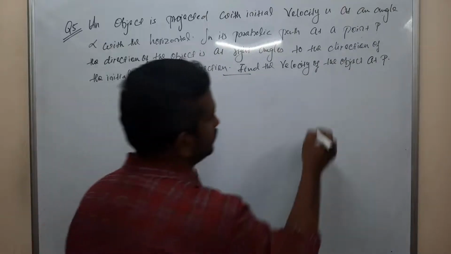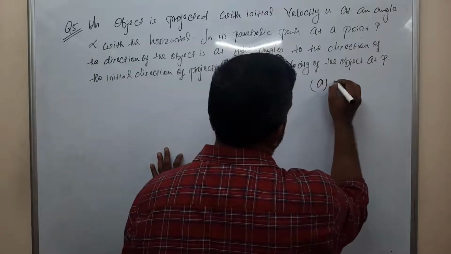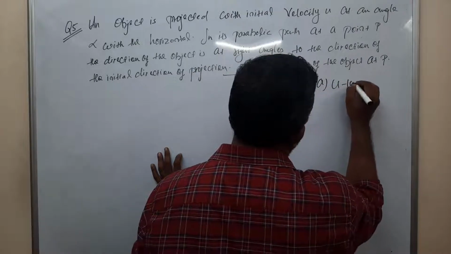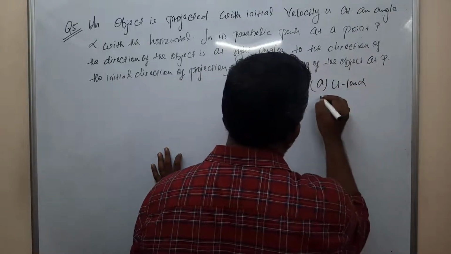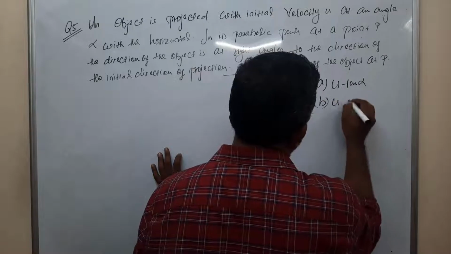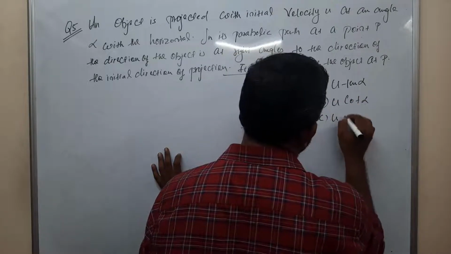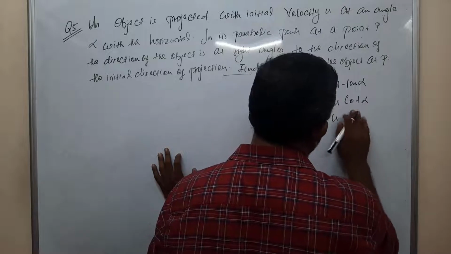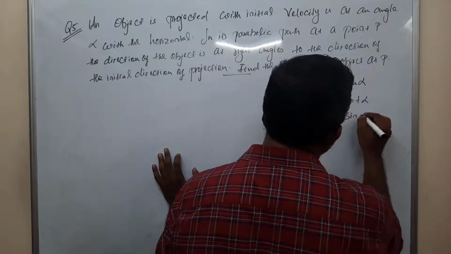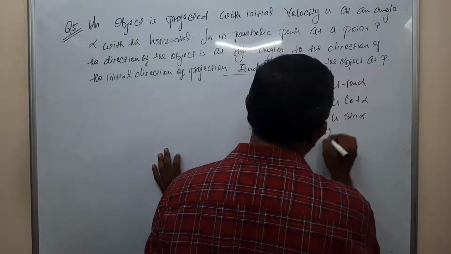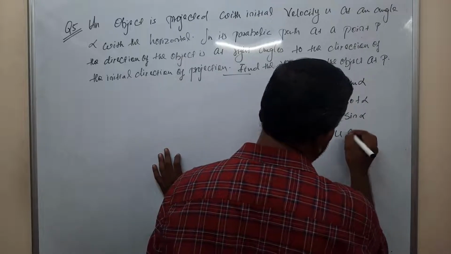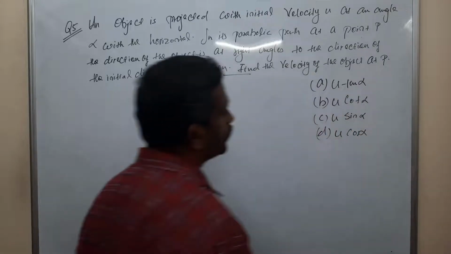So options: A, u tan alpha. Option B, u cot alpha. Option C, u sin alpha. D, u cos alpha.